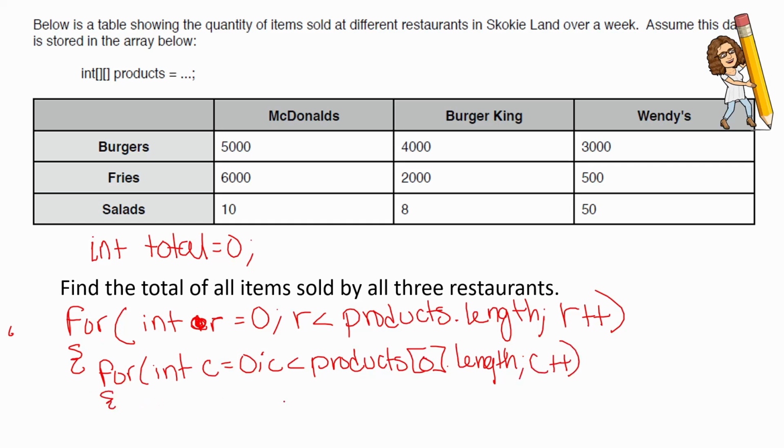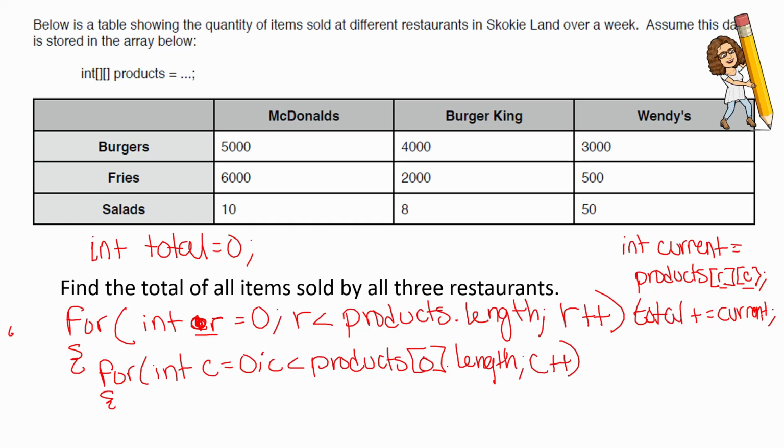So now I have everybody. What I'm going to do is make myself a current variable, just like we've done with regular arrays. And that is going to be equal to products[r][c], because those 2 variables are going to be used. Kind of like when we used to do products[index], but now we have double the index to worry about. Now that individual number, I'm going to add to my total. And that would be my official program.